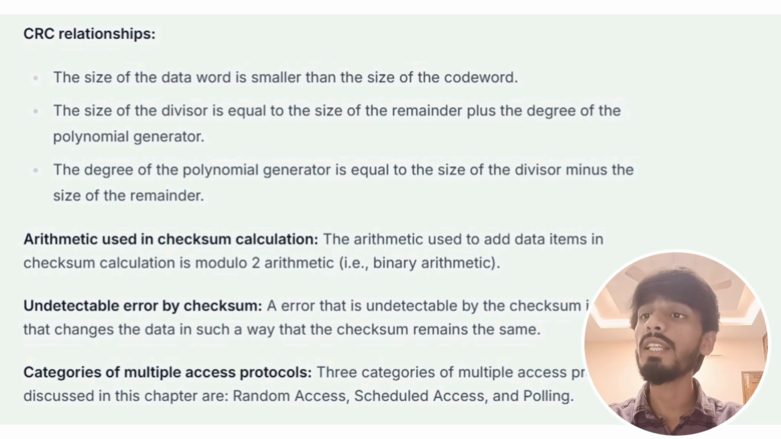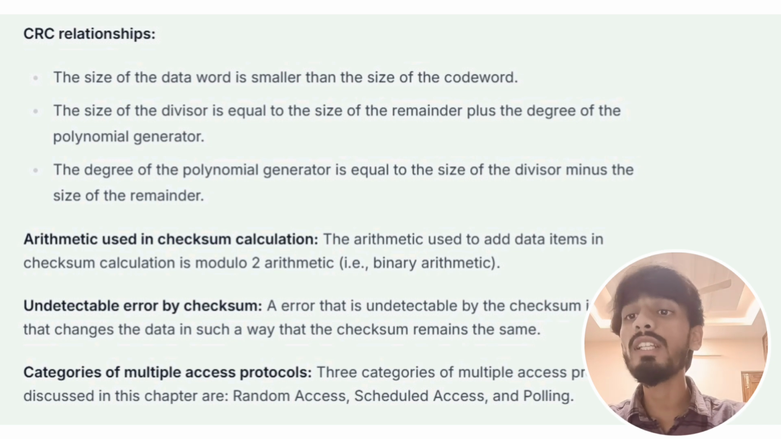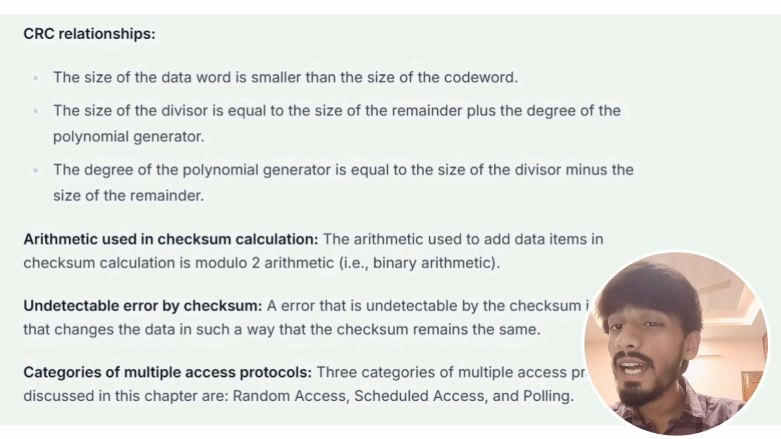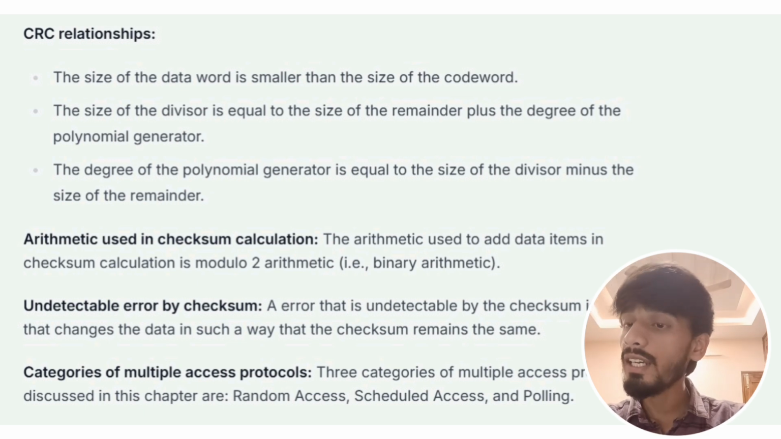Next, let us see what kind of arithmetic is used to add data items in checksum calculation. The arithmetic used to add data items in checksum calculation is modulo 2 arithmetic, that is binary arithmetic. Next, what kind of error is undetectable by the checksum? An error that is undetectable by the checksum is an error that changes the data in such a way that the checksum remains the same.